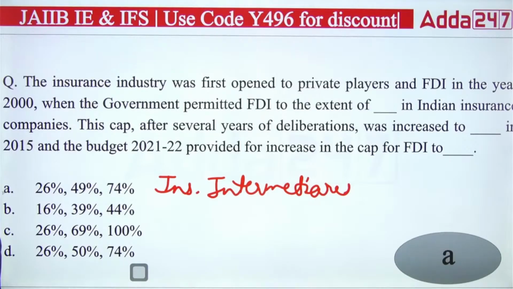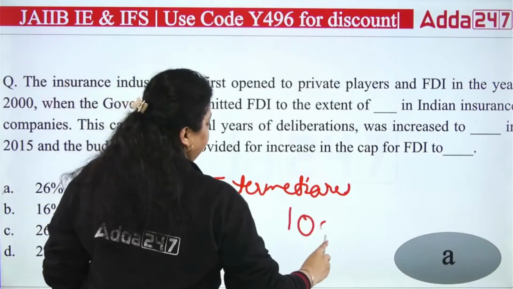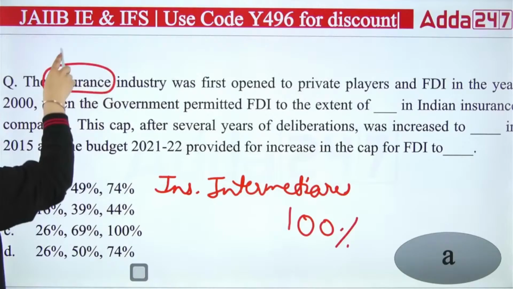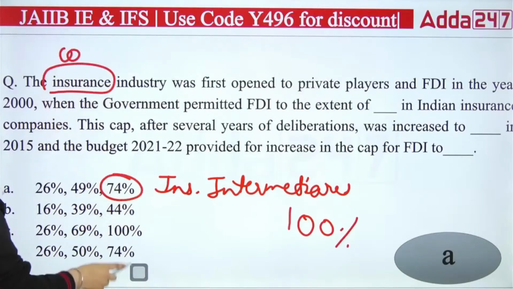What is the FDI limit in case of insurance intermediaries? Very good. It is 100%. Right now it is 100% for insurance intermediaries. For insurance companies, you have 74% right now.